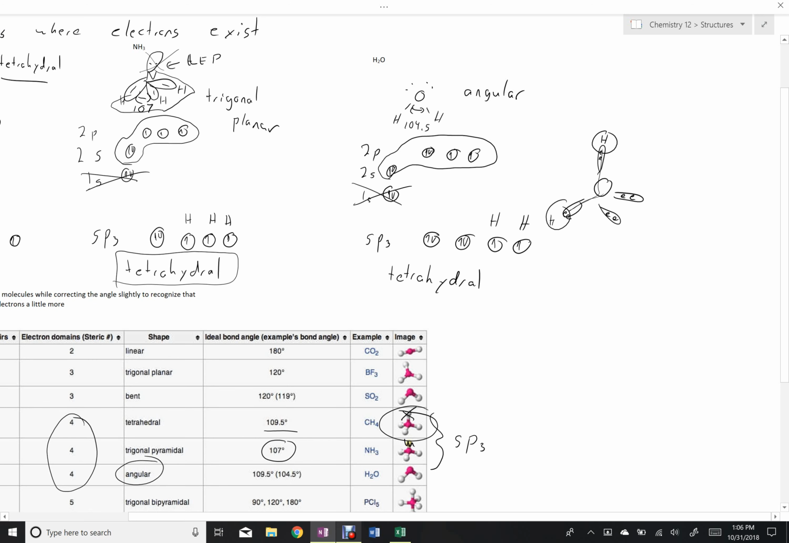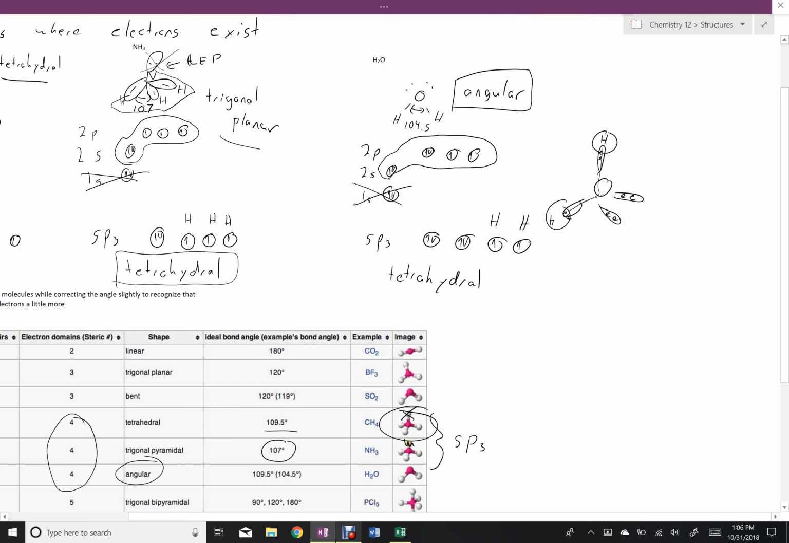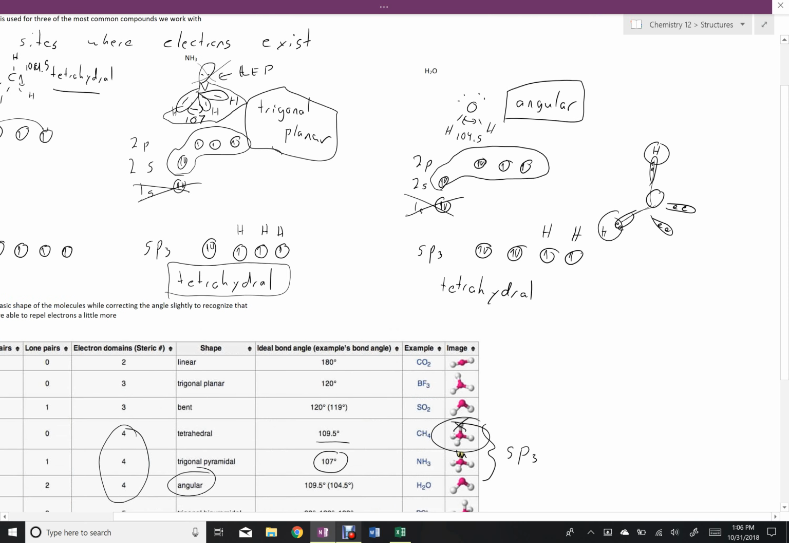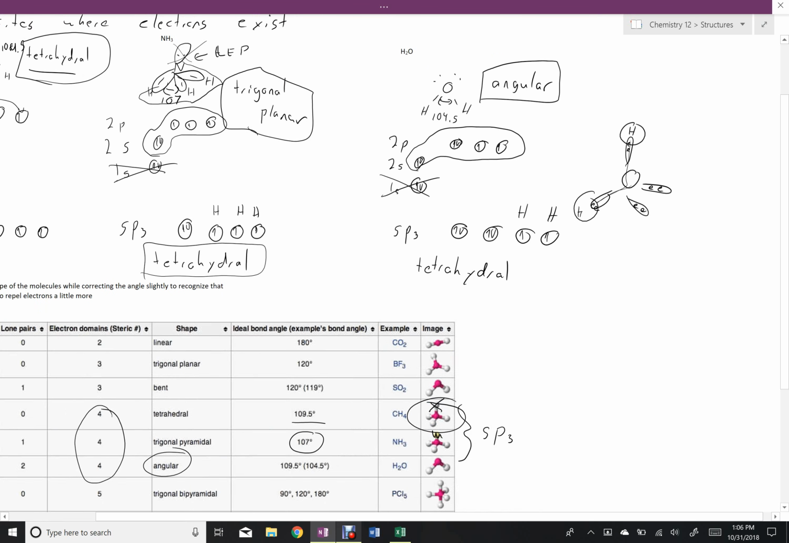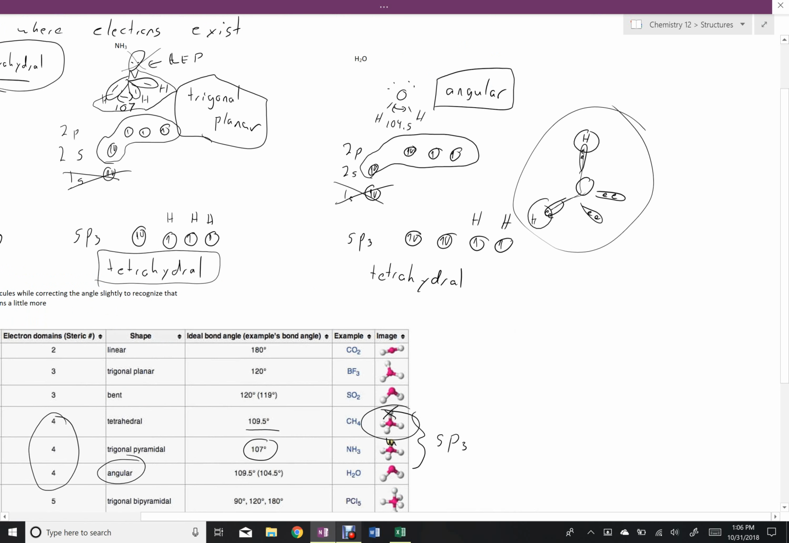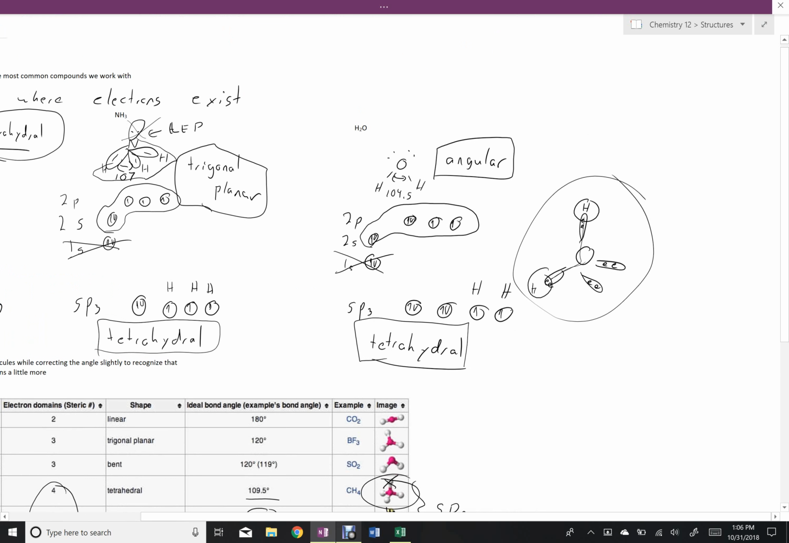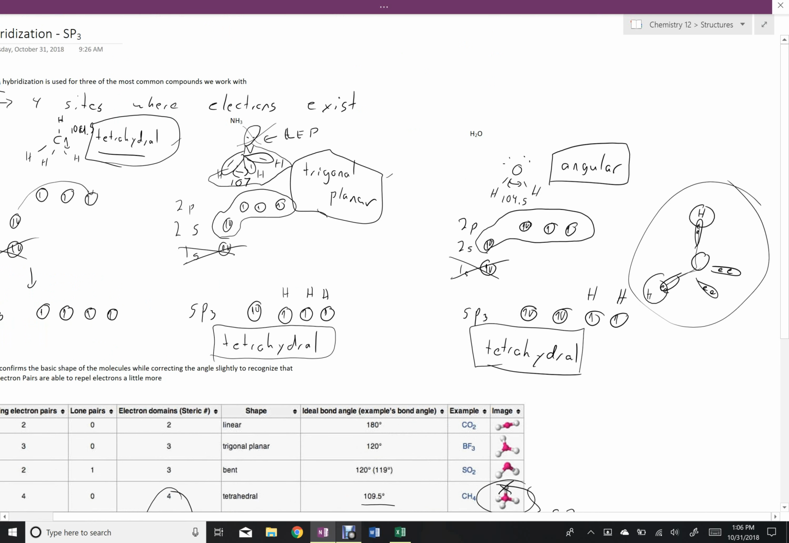And we can see that the VSEPR shapes are telling us the shape of the overall molecule, taking into account where there are atoms and where there are not atoms, versus the hybridization, which is telling us the shape of the orbitals regardless of whether or not they have atoms bonding on the end of them. So all of these have tetrahedral orbitals, and then when we consider where the actual atoms are, we can see that we can give them different names based on what the overall molecule looks like.